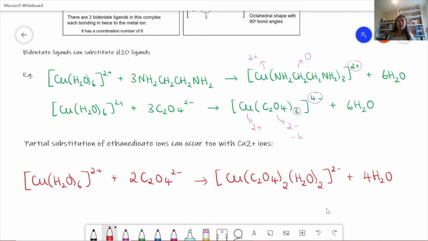Partial substitution of ethane dioate ions can also occur with copper 2+ ions. So we have the original complex with copper 2+ and 6 waters attached. And then we react this with 2 of these ethane dioate ions, and we form this new complex with 2 of the ethane dioates and 2 waters, because these 2 ethane dioates can coordinate bond 4 times, and then the waters can form 1 coordinate bond each. So that's another 2, and so that's how the coordination number still remains as 6. And so again, the 2- comes from the copper 2+ being plus 2, and the C2O4 2- being 2- each, and so that's 4-, and so that's how we get the 2-.